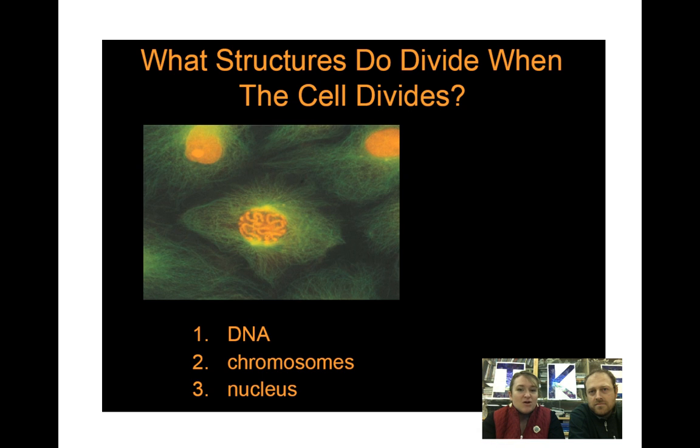So let's talk about what actually divides when a cell makes a copy of itself. The DNA needs to replicate. We have chromosomes inside of your nucleus, and basically all the organelles that we've learned about have to get on one side, and some of them do divide as well. Mitochondria is one of them.